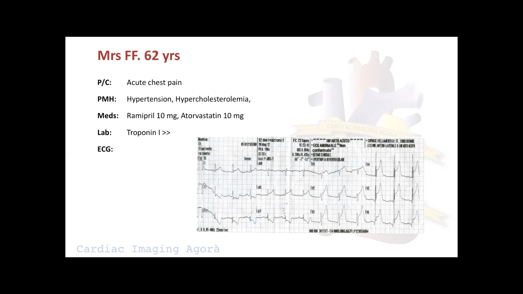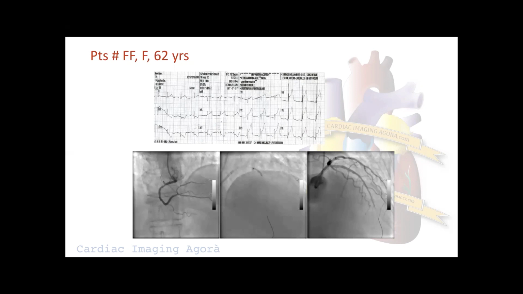This is a case of a female of 62 years old with acute chest pain, hypertension, hypercholesterolemia, and you see that she's arrived at our attention for acute myocardial infarction in the anterior wall. And she was treated with revascularization within 2 hours from the onset of symptoms. So apparently, the case is resolved and everything is good, but are we sure that everything is enough?